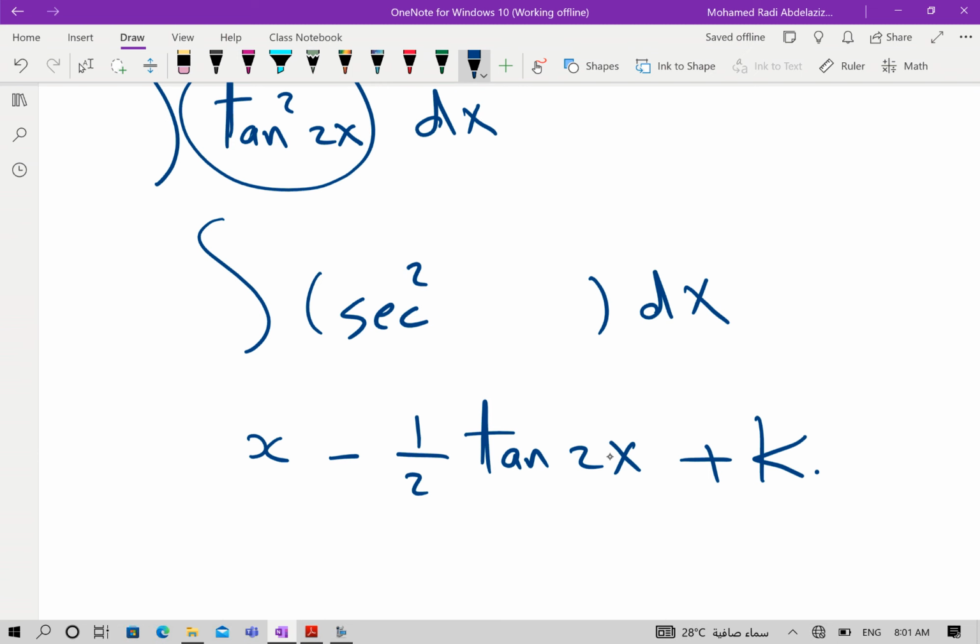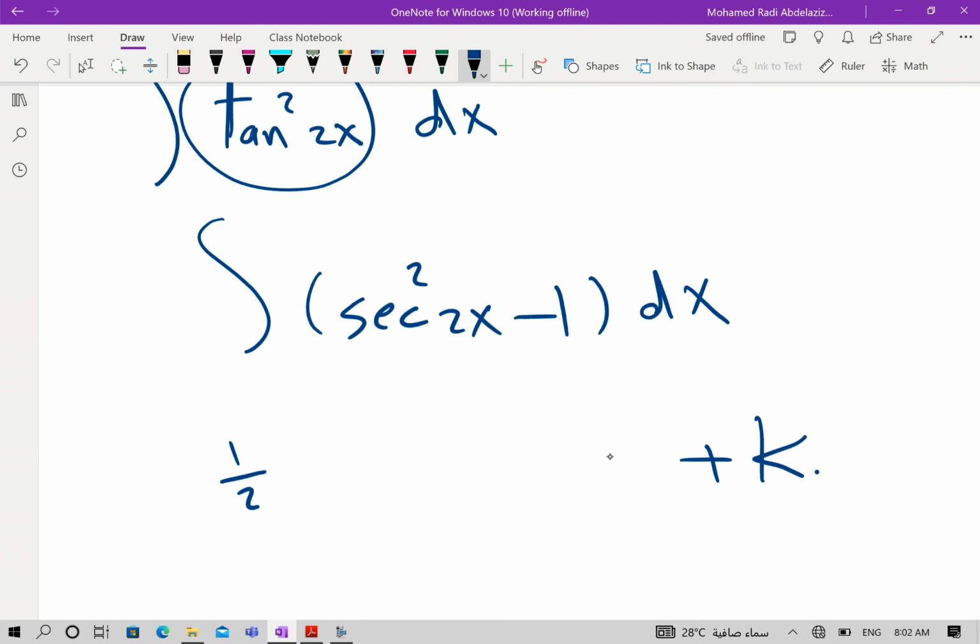Sec squared 2x minus 1. So this will be minus, and this will be plus. 1 over 2 tan 2x, then minus x plus constant of integration.